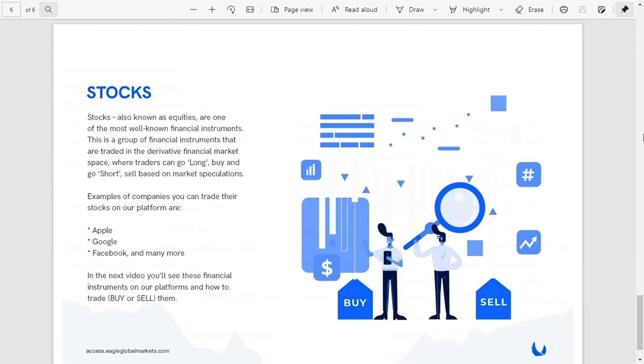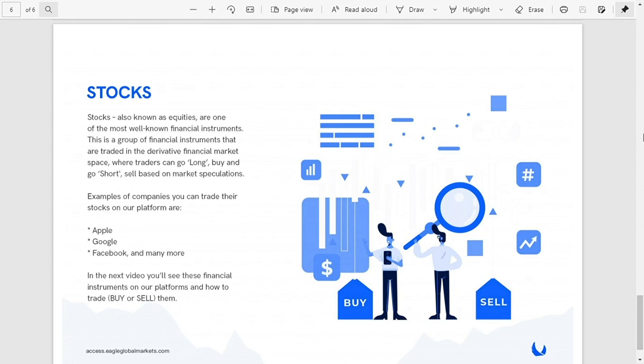Stocks. Stocks are also known as equities and are one of the most well-known financial instruments. This is a group of financial instruments that are traded in the derivative financial market space where traders can go long, which means buying, or go short, which means selling, based on market speculations. Examples of companies you can trade their stocks on our platform are Apple, Google, Facebook, and many more.